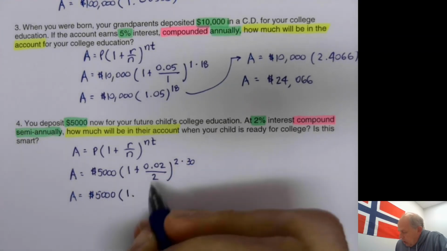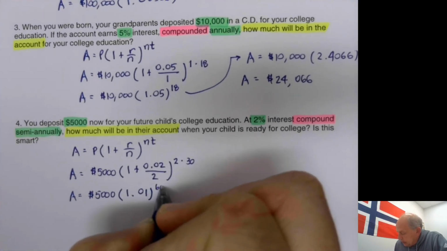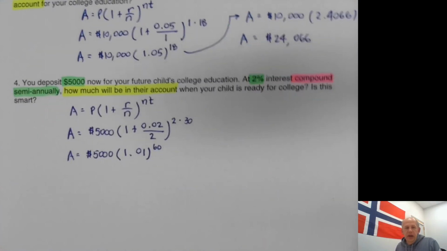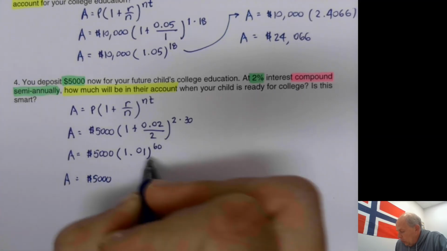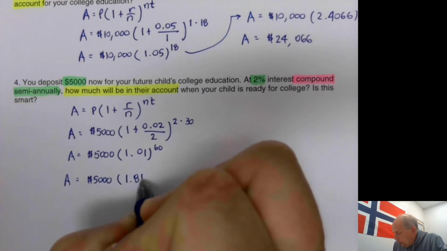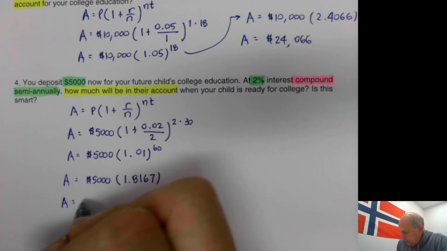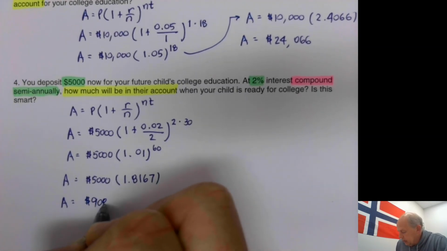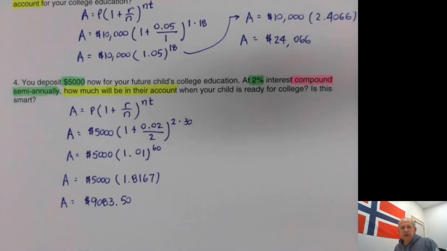So 5,000 times 1.01, 0.02 divided by 2 is 0.01, raised to the 60th power. So 5,000, 1.01, my exponent key, 1.8167. The amount that you will have for your future child for their college education is $9,083.50. Under those conditions, that's how much money would be there for them.